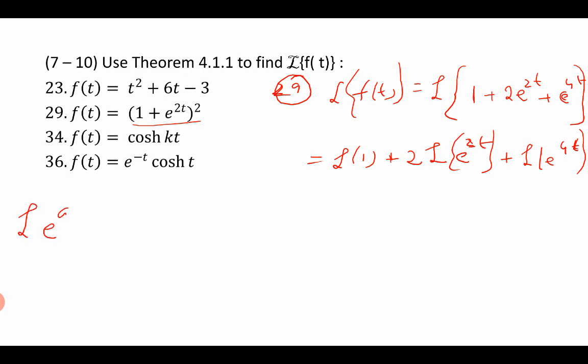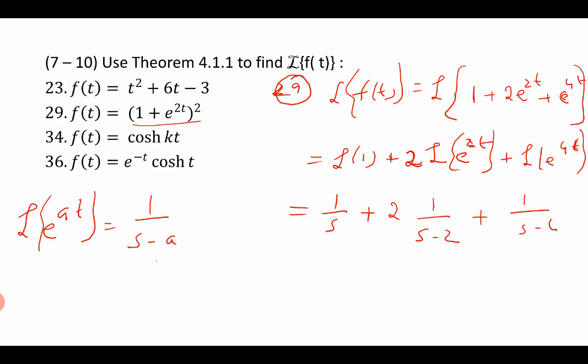And remember, what is the Laplace transform of e raised to at? It is 1 over s minus a. If this is negative, it will be positive here. So the Laplace transform of 1 is 1 over s. This is 2. The Laplace transform of e raised to 2t is 1 over s minus 2, plus e raised to 4t is 1 over s minus 4. That's the end of this problem. And this is straight away the answer from this previous one. You can choose from the results.